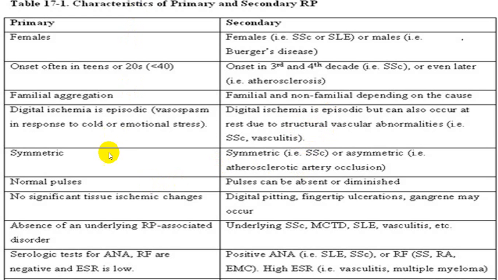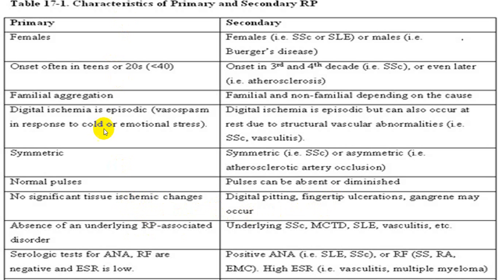In this, the pulse will be normal, while here the pulse may be diminished or absent because of involvement of the arteries also. Usually there are no significant ischemic changes and there is no necrosis or gangrene, while invariably here there is fingertip ulceration, gangrene, etc. and auto amputation.